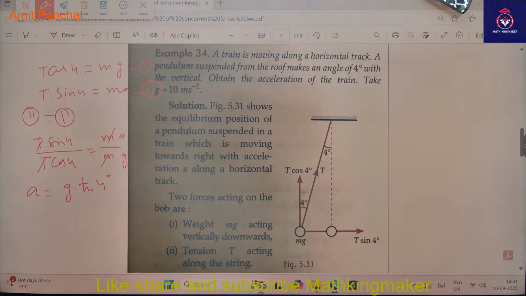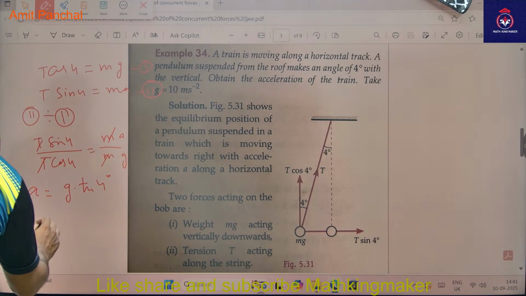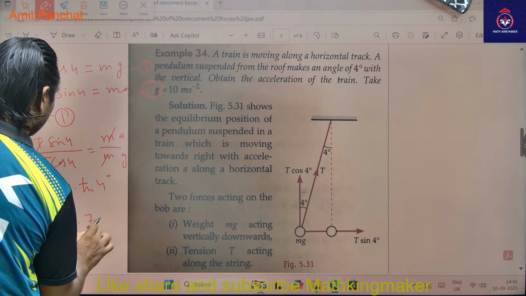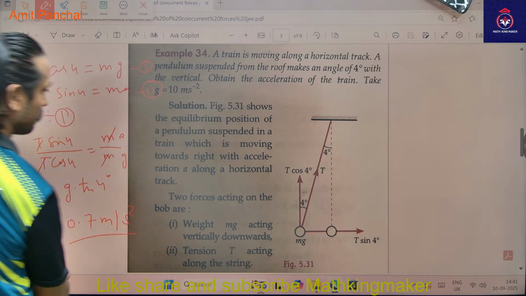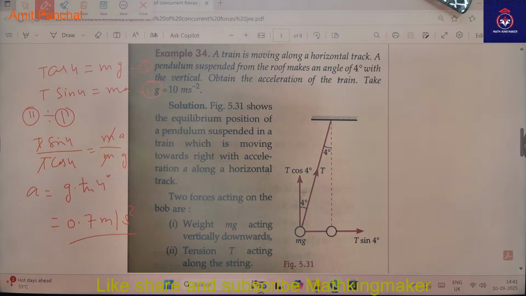So that A would be, if you calculate everything, 0.7 meter per second square. Got it? Now we'll discuss work done against friction.